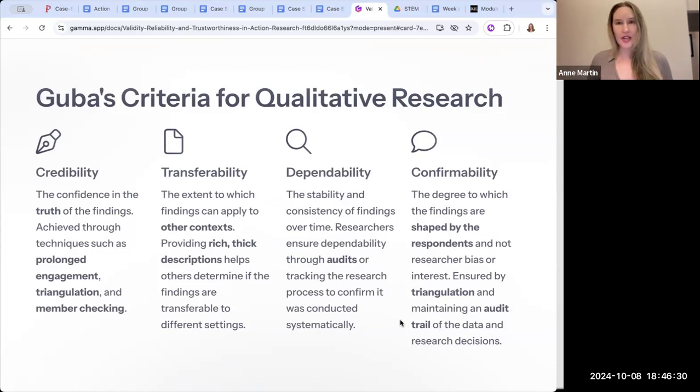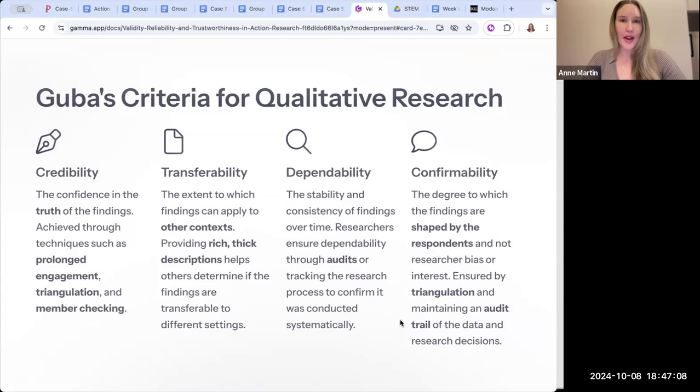Transferability is similar to the idea of generalizability, is thinking about how the findings that you are proposing can apply to other contexts. And so in qualitative research, we are focused on collecting what we refer to as thick, rich description, where you are really describing the context. That way other teachers can read it and make judgments based on their context to see how the findings would transfer to their setting.